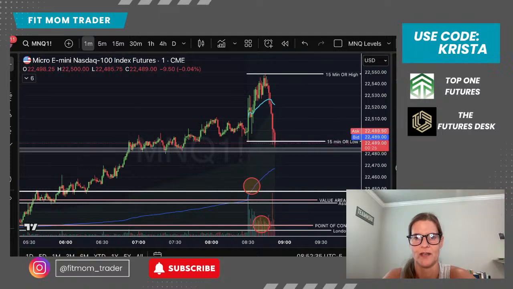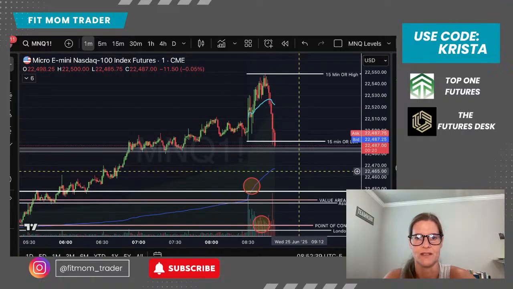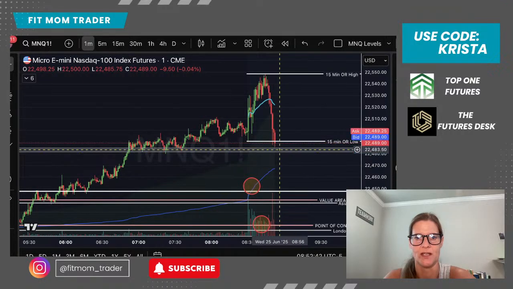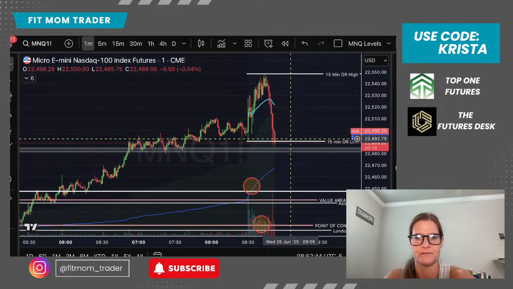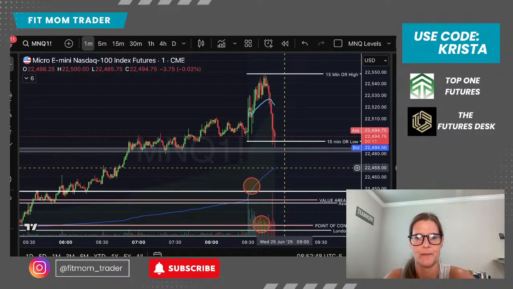Still playing around with that opening range low area. Let's see if it comes down and grabs this liquidity and has a good reaction off of it at this little gray spot, or if we come down to VWAP.